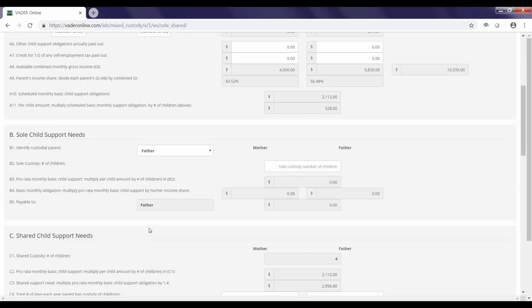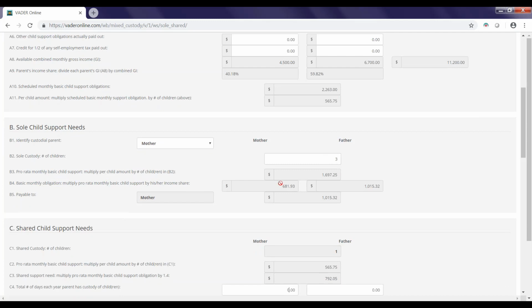Now, let's figure out first what the sole child support needs are. And in this particular example, let's assume that mom is primary custodian, sole custodian for 3 of the children. So we're going to make sure that mother is identified as the custodial parent. We're going to state that she has primary custody of 3 of those 4 children. And so for that piece of the puzzle, mom is going to be getting $1,015 per month for 3 children.